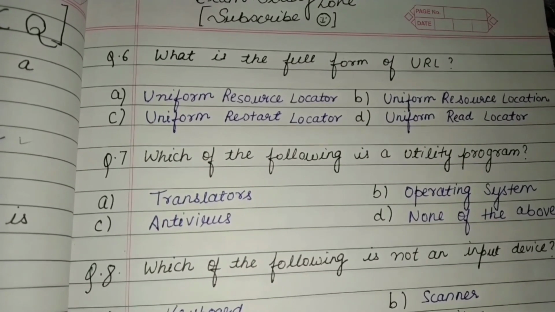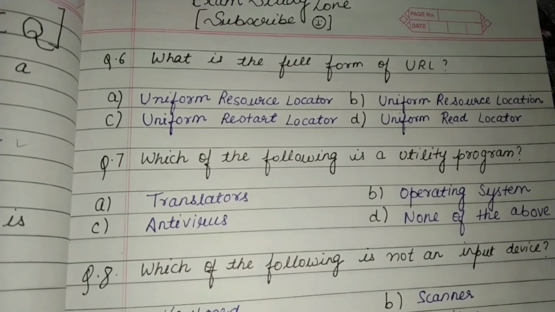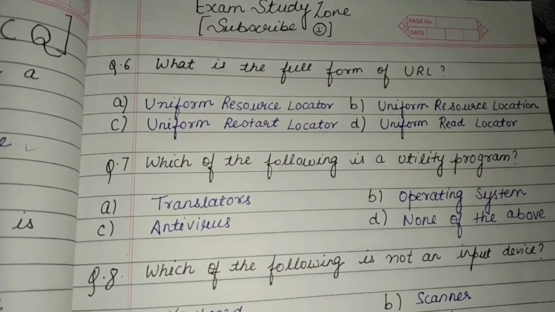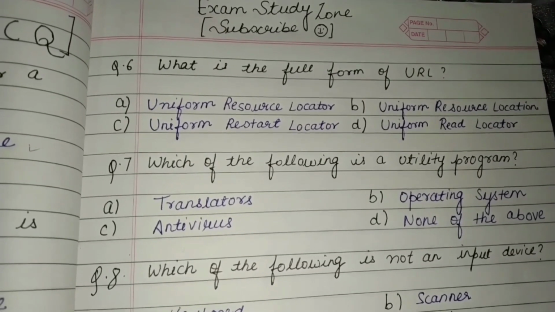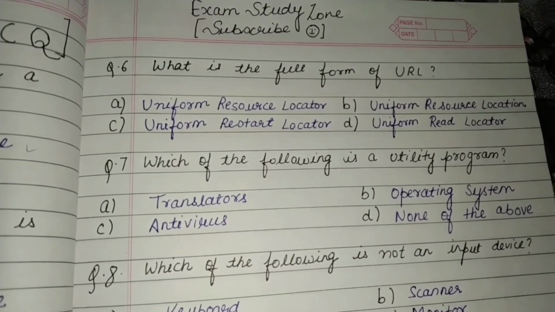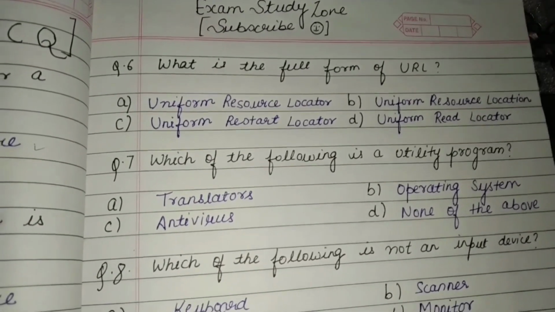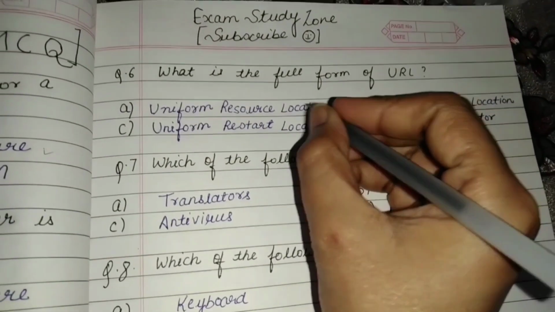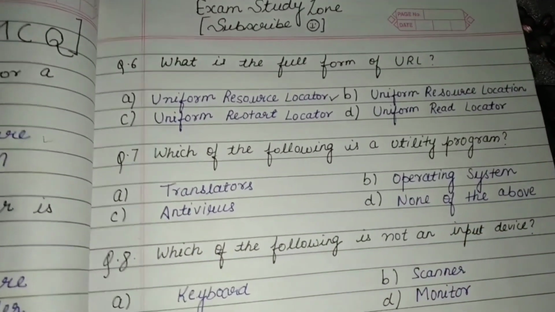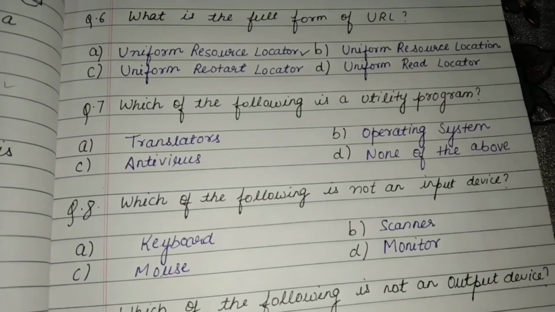Question number 6. What is the full form of URL? A. Uniform Resource Locator, B. Uniform Resource Location, C. Uniform Restart Locator, D. Uniform Read Locator. So the right answer for this question is option number A. Uniform Resource Locator.